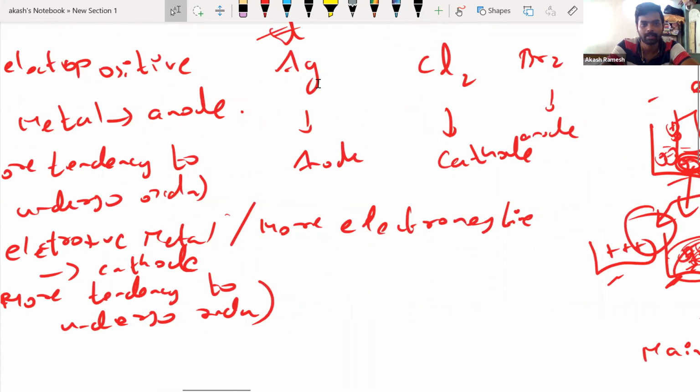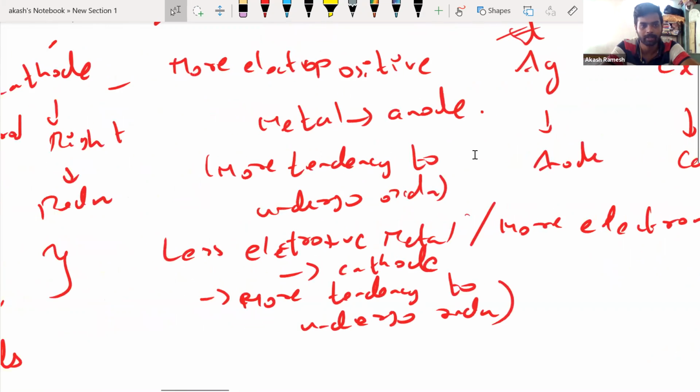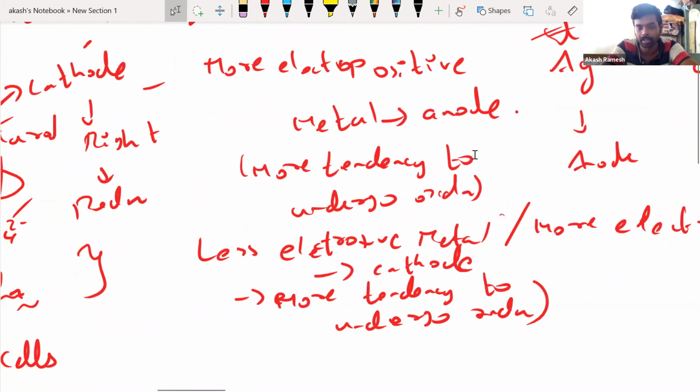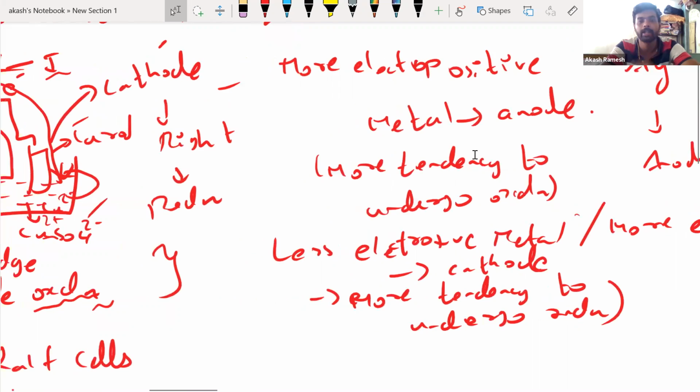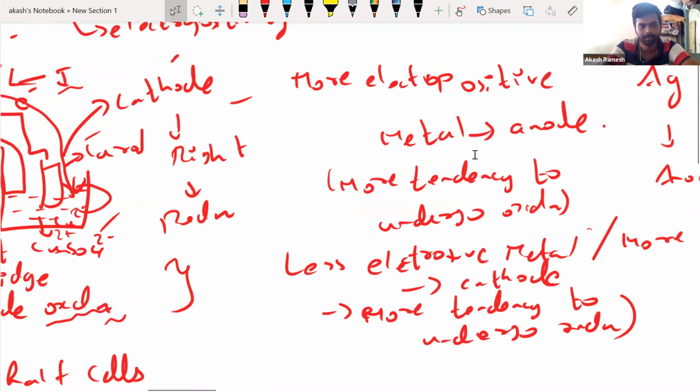So I think we even saw some examples. If I have Ag and chlorine, obviously Ag is a metal, it is electropositive, so I go with anode. Chlorine is electronegative, so I put it in the cathode. This is how you choose which has to be in the cathode and which has to be in the anode, depending on which can undergo oxidation and which can undergo reduction.